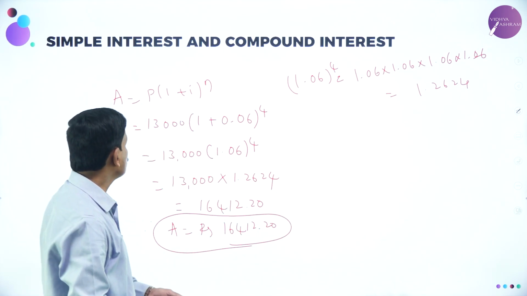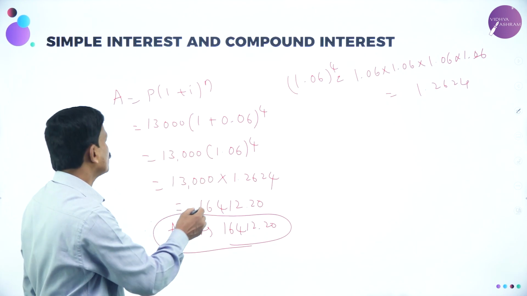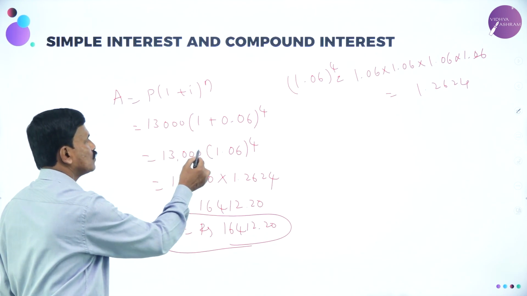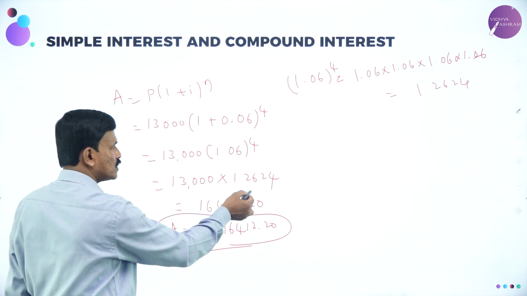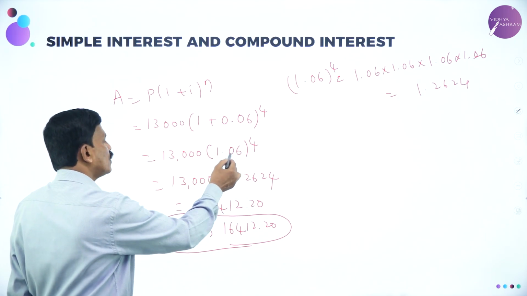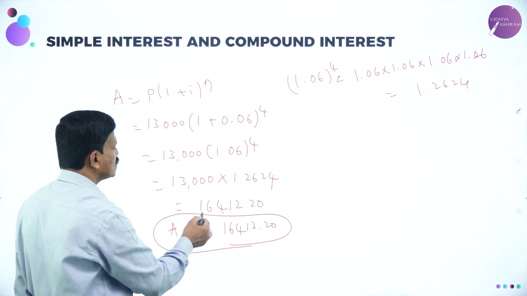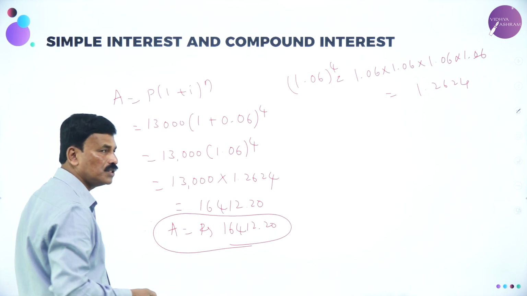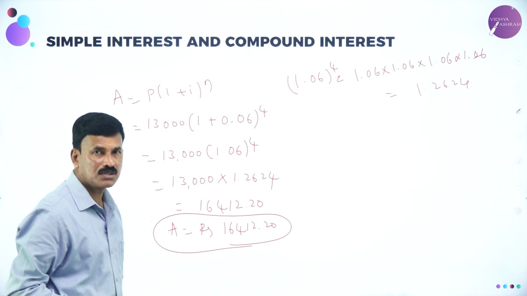That's it. See here. So amount is equal to principal into 1 plus I to the power of n. Principal is 13,000 into 1 plus I, which is 0.06, to the power of 4. That is nothing but 1.06 to the power of 4. If you multiply 1.06 four times, you will get 1.2624. Multiply, then this is equal to 16,412 rupees. So therefore the amount is 16,412 rupees 20 paise.